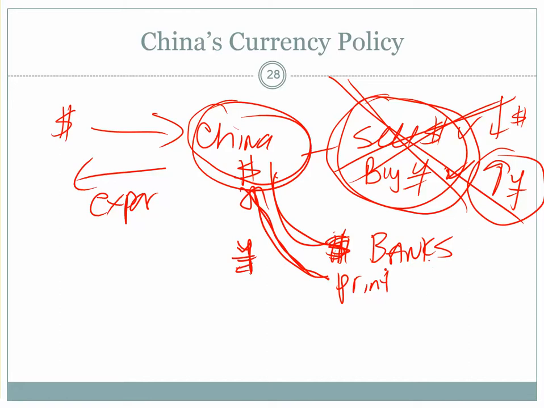And then the bank, it's not going to stack up dollars, it's going to use that to buy U.S. treasuries and at least get a little bit of interest while they're holding them. And this is the main scheme that China uses to manipulate their exchange rate.